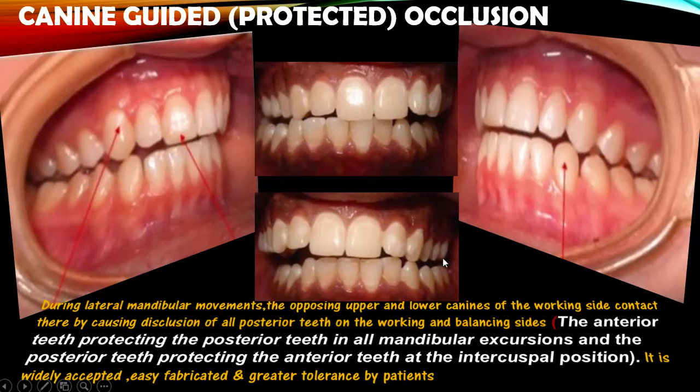مثل ما نشوفه هذا mandible is moved to the left side, okay, left side. In this occlusion the canines oppose and they exclude all the teeth from the working side. All the teeth on the other side are out of occlusion. Okay.